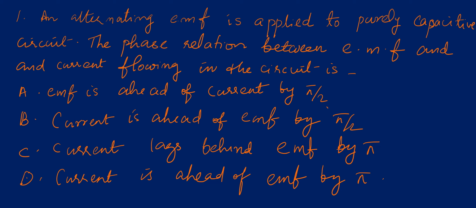An alternating EMF is applied to a purely capacitive circuit. The phase relation between EMF and current flowing in the circuit is? Options are given. For a purely capacitive circuit, we can write EMF E equal to E0 sin omega t and current I equal to I0 sin (omega t plus pi by 2). That is, current is ahead by pi by 2. So, option B is the correct one.